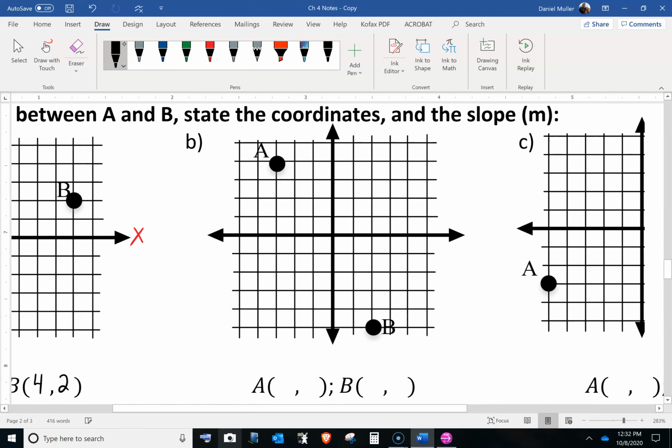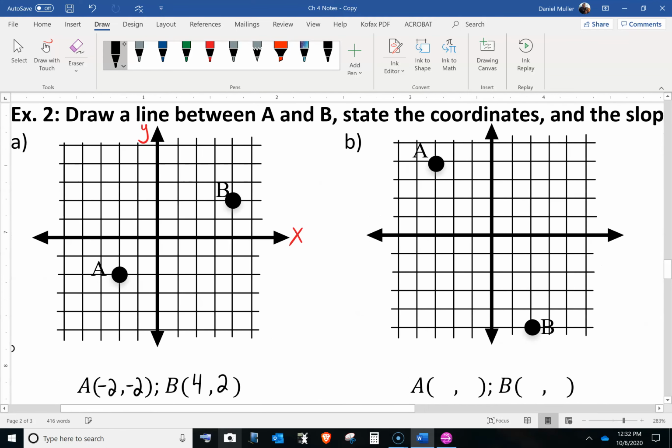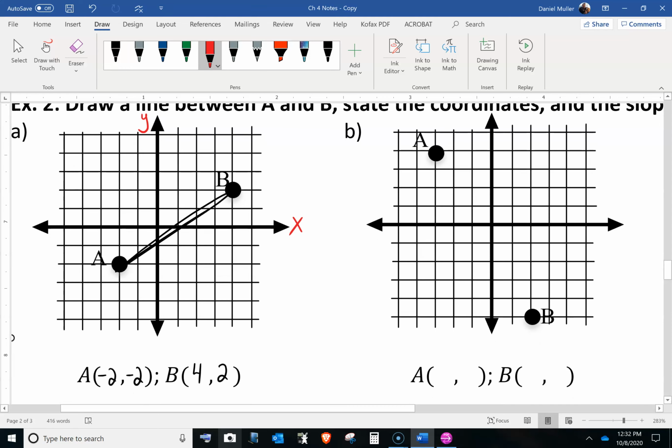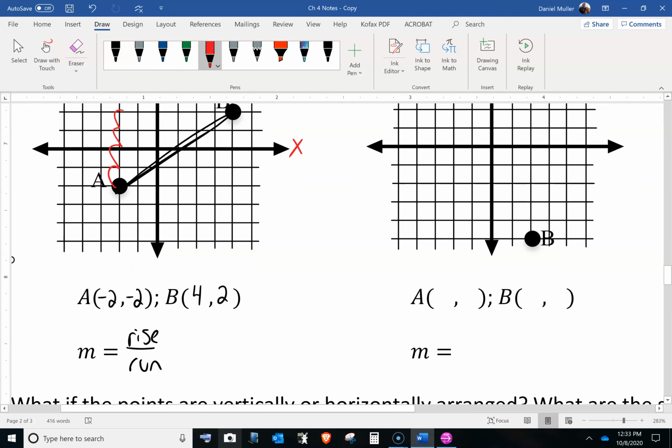Do I have to connect the dots? Yeah, draw a line between A and B. Okay, well, there's a line, and we want to know the slope. So it doesn't really matter what you choose. I like to choose usually the one on the left. So I will go 1, 2, 3, 4. Yep, 4 high. I overcounted. 1, 2, 3, 4 high. So my rise is 4.